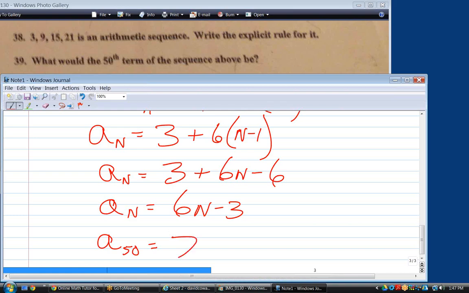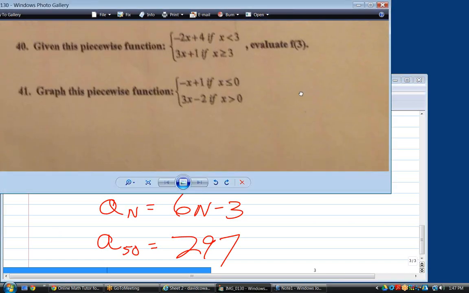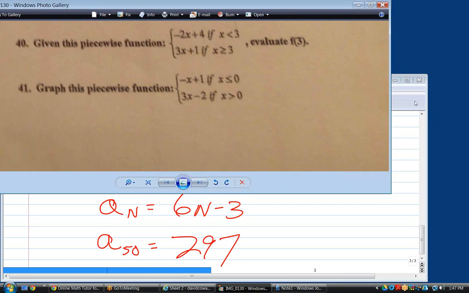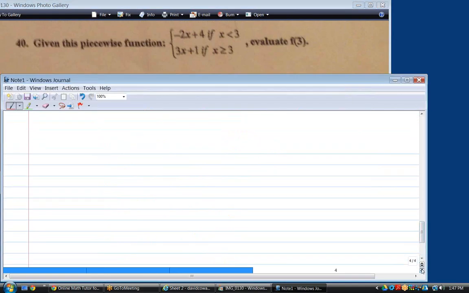$297. Good. And that's really it. Sequences are actually pretty easy. At least arithmetic sequences are easy. Geometric sequences get a little harder, and then you end up with infinite sequences, which is about as hard as it gets. That's Calc 3. So sequences can be easy at this level, but hard at harder levels for sure.